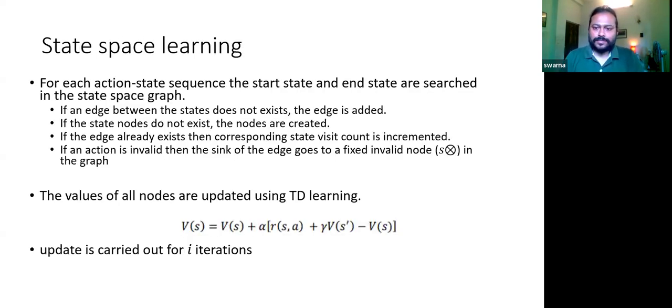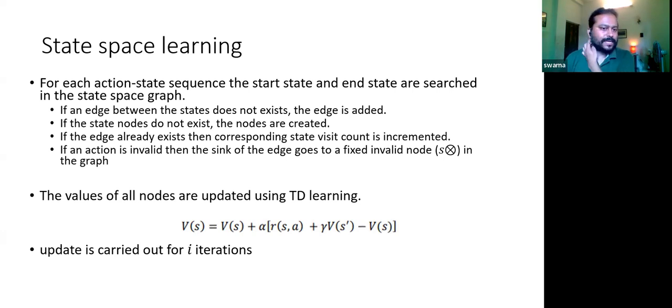Now, state space learning, how does it happen? As I said, we are converting the observations and inventory and clubbing them into a state. Now we are getting an action-state sequence. Every action-state sequence has a start state and an end state. So that whole trajectory is being mapped into the state space graph.